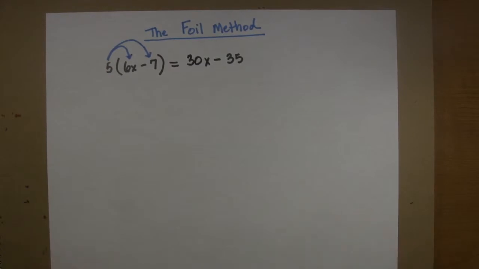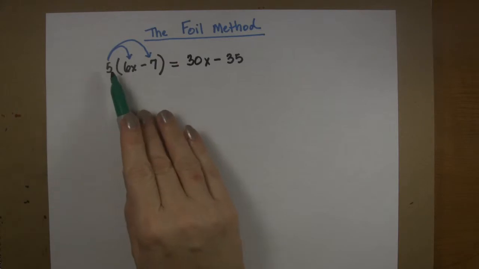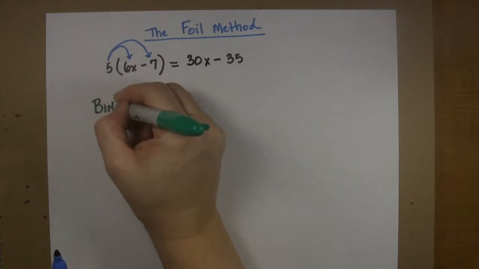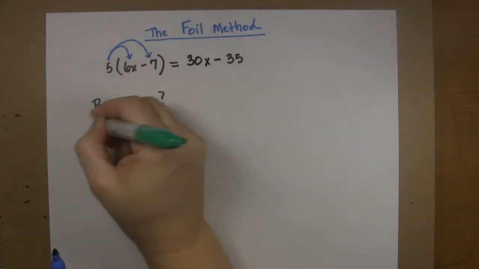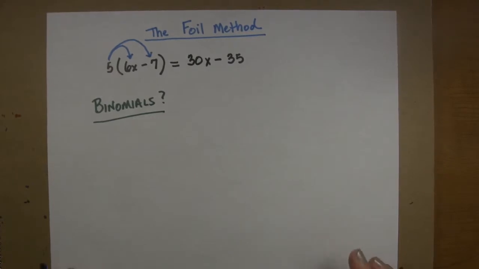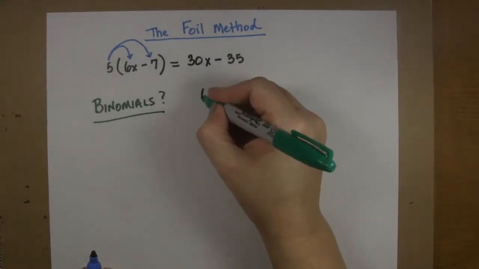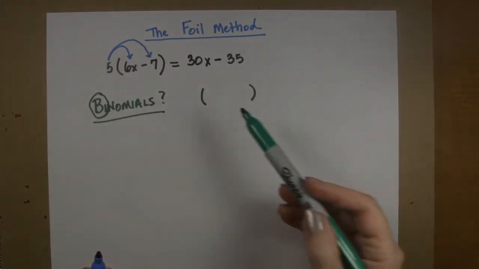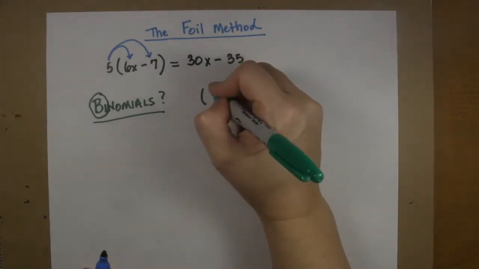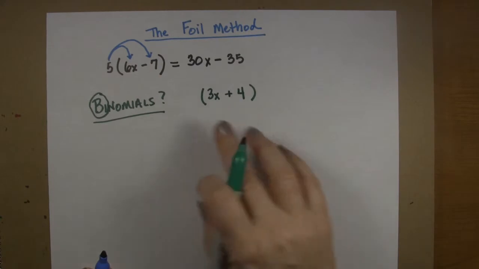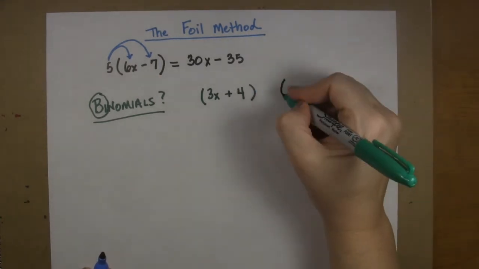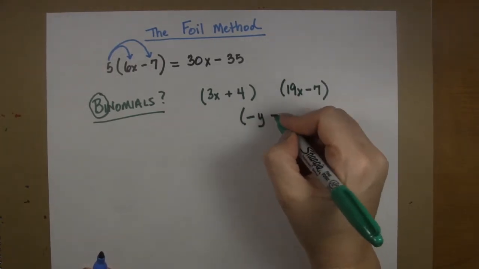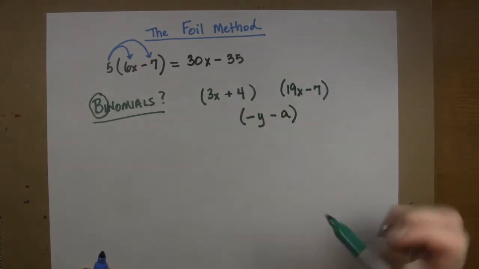Well, we're going to use the exact same principle of distribution when we are multiplying binomials. Binomials? You might be wondering, what the heck is a binomial? Well, a binomial is just a math expression in parentheses that has two terms. Like you think bicycles have 2 tires, well, binomials have 2 terms. So 3x plus 4 is a binomial because there are 2 terms. Or 19x minus 7. Or -y minus a. Those are 2 terms. They're all binomials.